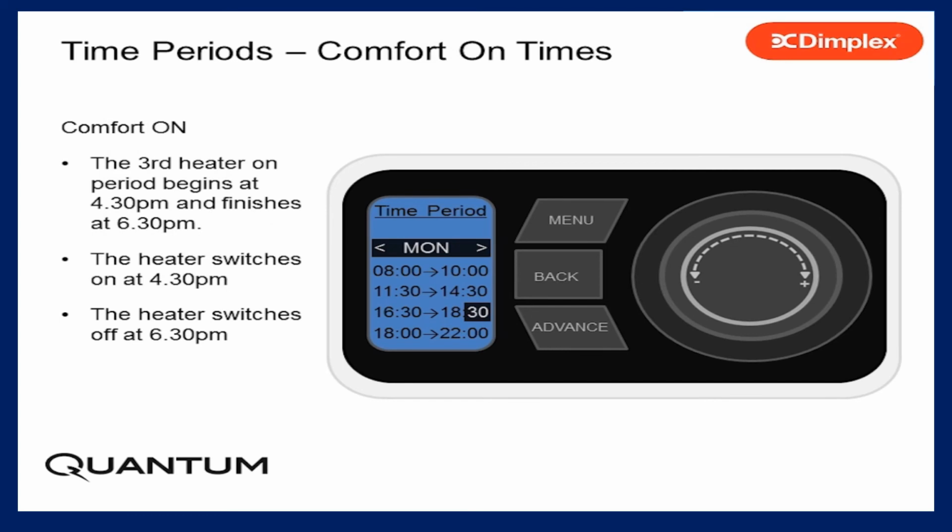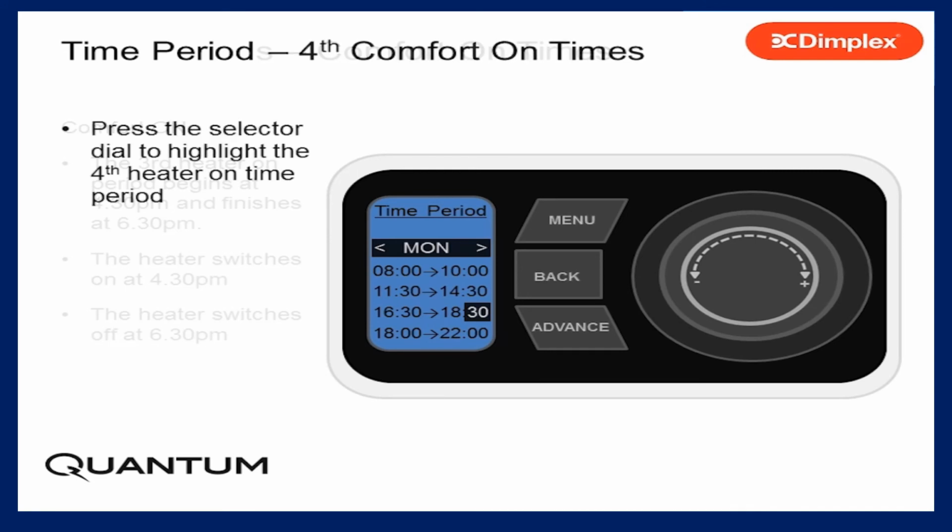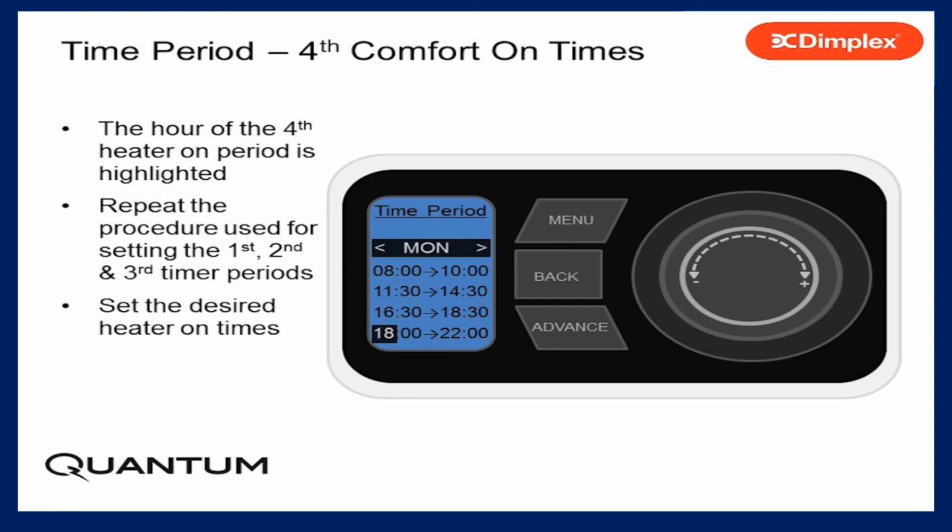So comfort is on. The third heater on period begins at 4:30 PM and finishes at 6:30 PM. So the heater will switch on at 4:30 PM and then switch off again at 6:30 PM. Press the selector dial to highlight the fourth heater on time period. The hour of the fourth heater on period is highlighted. Repeat the procedure used for the setting of the first, second and third timer periods and set the desired heater on times.